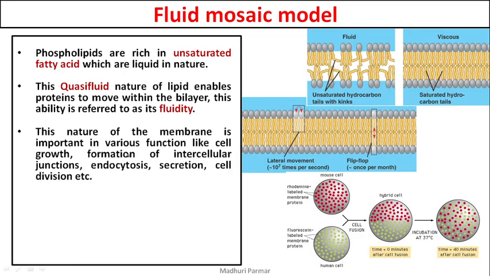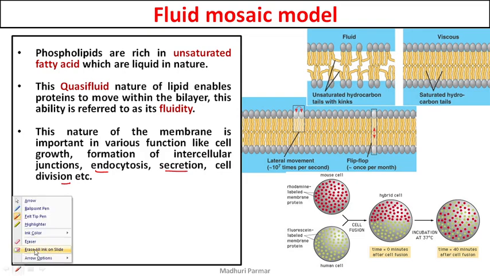This nature of membrane is important for various functions. This fluidity, or fluid nature, is important for growth. It is important for formation of intercellular junctions, for endocytosis, for secretion, for cell division, and a lot more things. We will discuss some of these terms in detail, so do not worry.